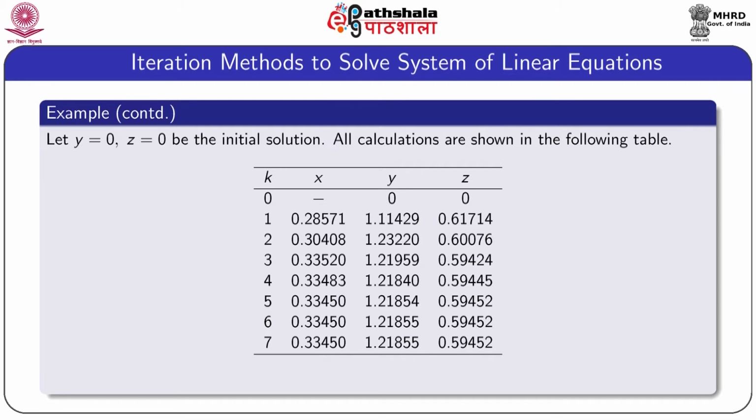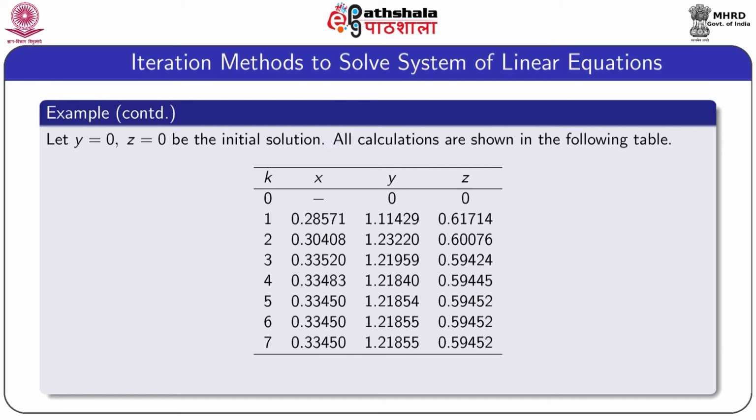0.28571 and z equal to 0. And similarly, the value of z is 0.61714, and this value is obtained from the third equation of the iteration scheme by putting the values of x equal to 0.28571 and y equal to 1.11429.